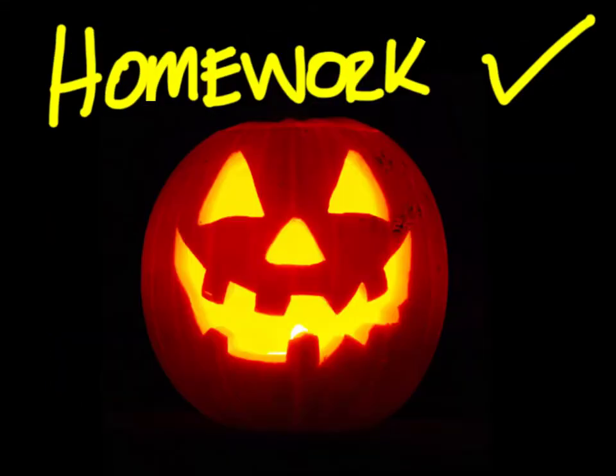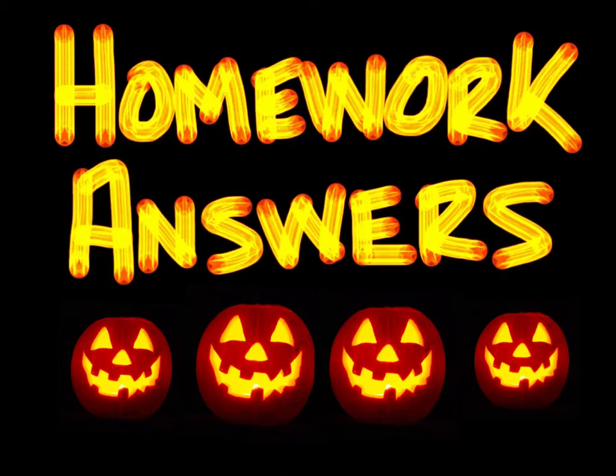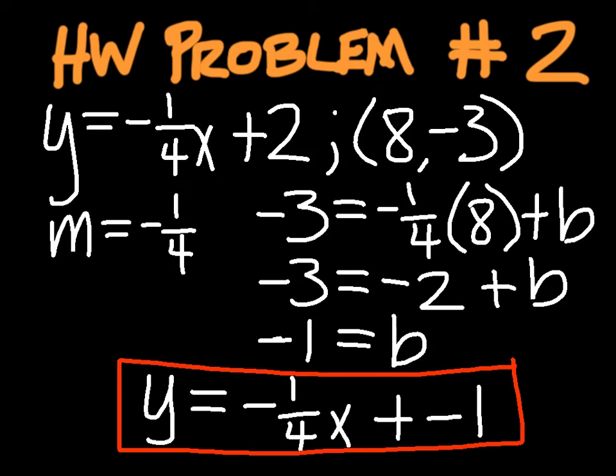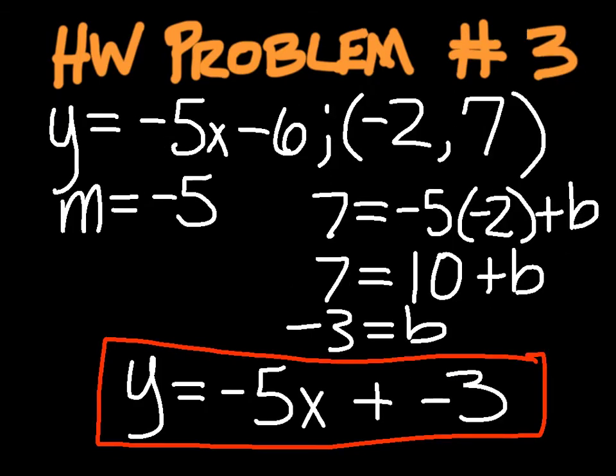Okay, homework check. Go ahead and bring it on up. Alright, homework answers. Go ahead and bring up 1 through 3. Okay, number 1, your final answer should be y equals 2x plus 25. Number 2 should be y equals negative 1/4 x plus negative 1, or minus 1, either one will work. Number 3 should be y equals negative 5x plus negative 3.